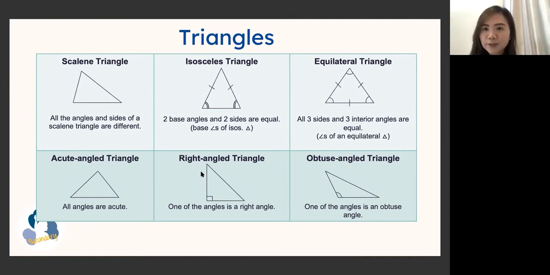So the simplest polygon would be triangles. Triangles have the fewest number of sides. So these are how we name the triangles. Sometimes we can name them by the angles, or we can name them by the sides. Usually it's like that, by the angles or by the sides. Moving on.